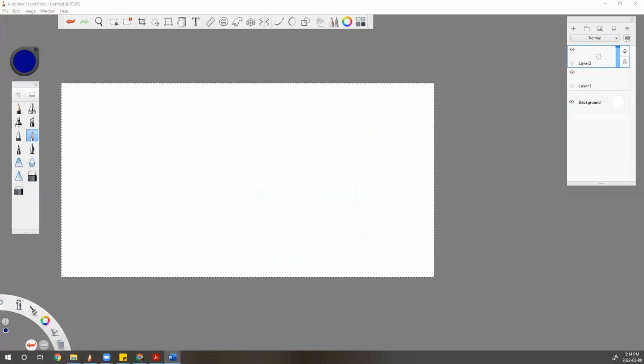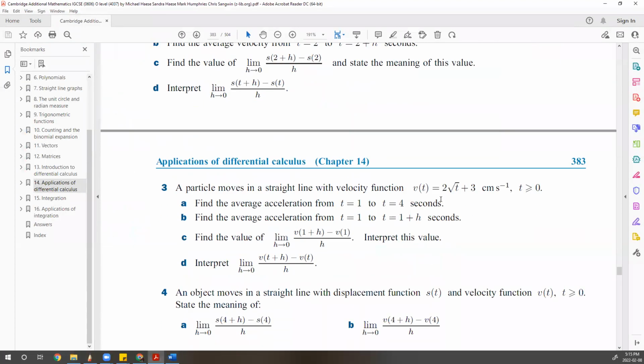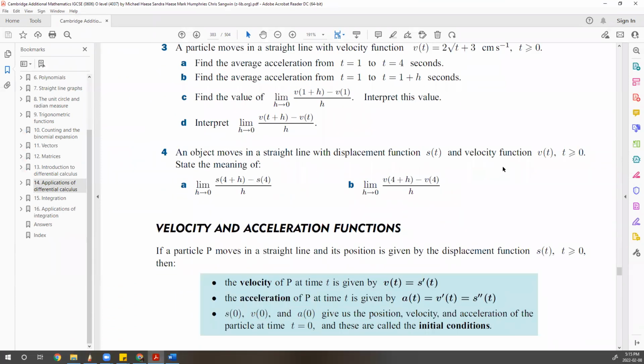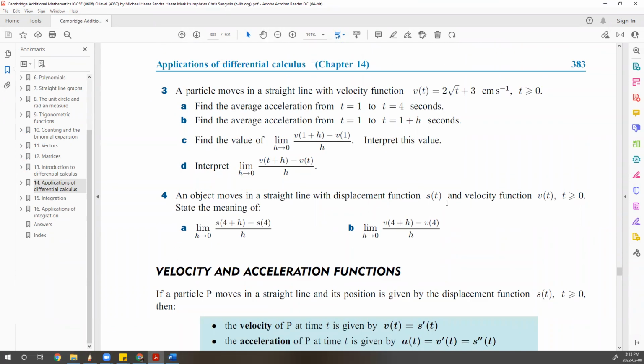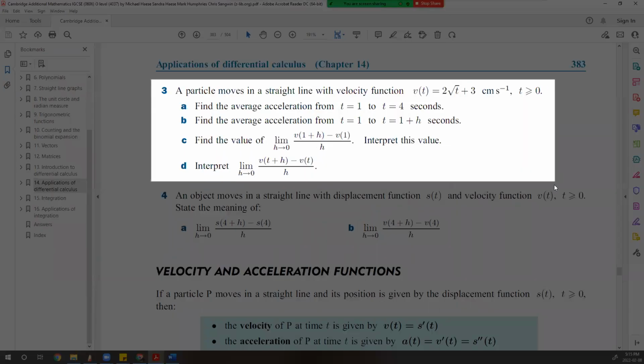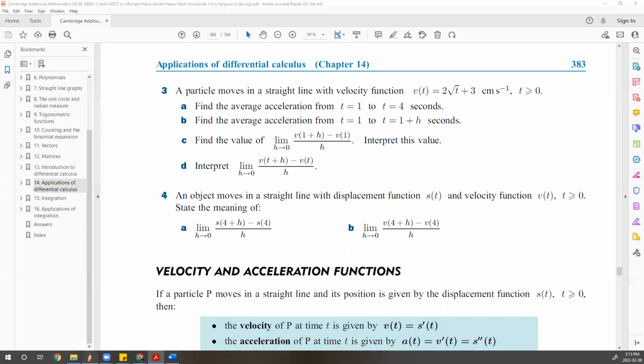I think it will be quite interesting, because if we do only number 2 and number 3 for the homework, it will be wasting time. There you go. Velocity and acceleration functions later. Okay, let's do number 3. Then we can go next.